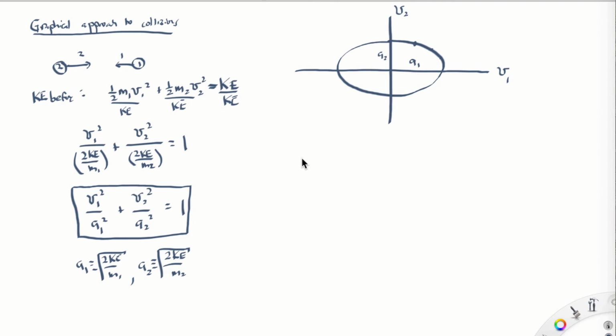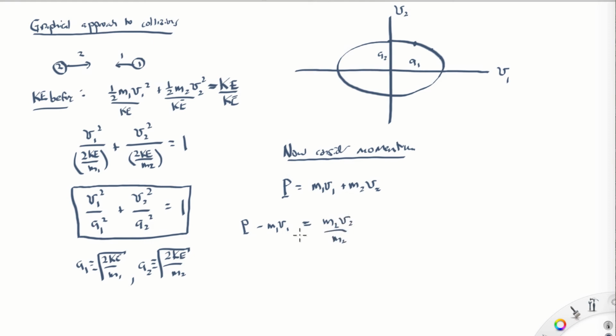Now, let's consider momentum. What's the equation for the total momentum? So this is the kinetic energy, now the momentum. The total momentum of this system is equal to the mass of object 1 times its velocity plus the mass of object 2 times its velocity, right? And let's rearrange this formula a bit. Let's move this mass and velocity over to this side. So m1 v1, with a minus sign, the total momentum of the system, equals m2 v2.